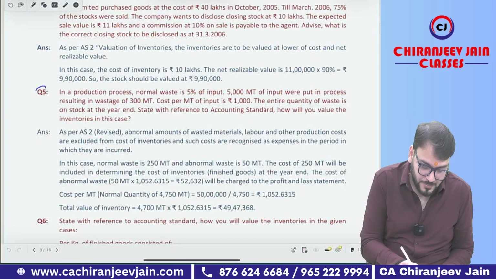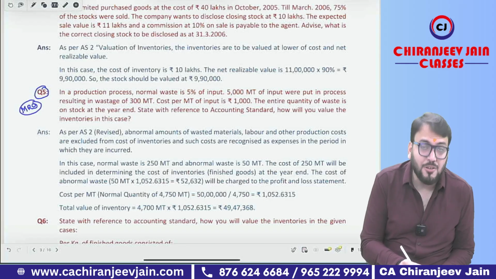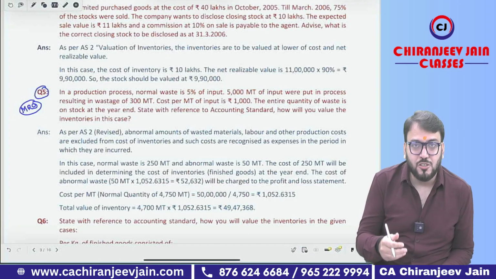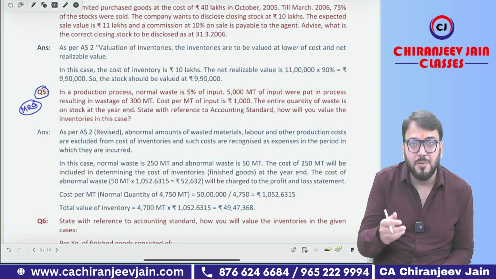Very important question. MRQ, must revise question. So what is the meaning of MRQ? MRQ means must revise before exam. Even though simple, the chances of this question coming in the exam will be very high.